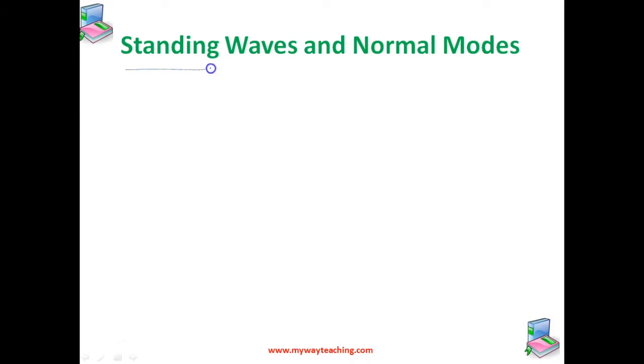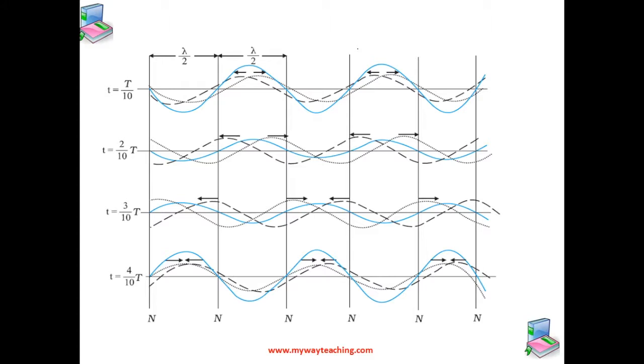So in this topic, standing waves and normal modes, you can see in the figure here a stationary wave pattern resulting from the superposition of two traveling waves in opposite directions. Here we have considered two waves traveling in opposite directions and the superposition of those two traveling waves, isn't it? These are all stationary waves.